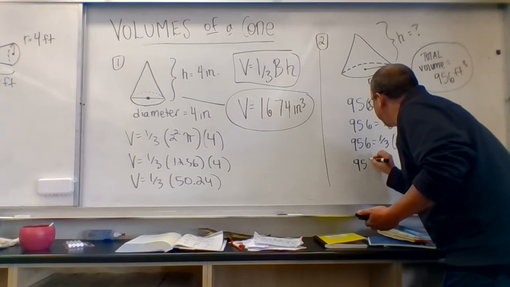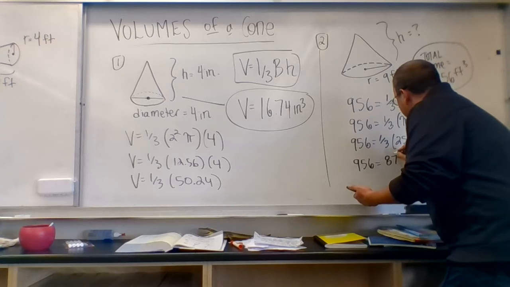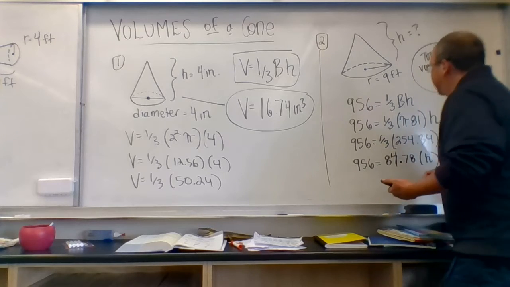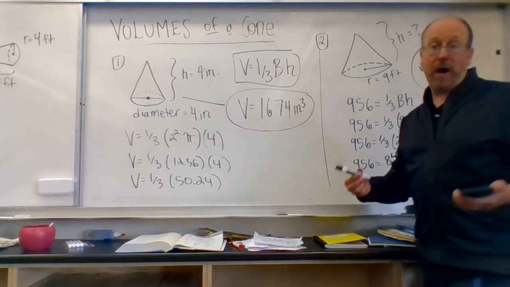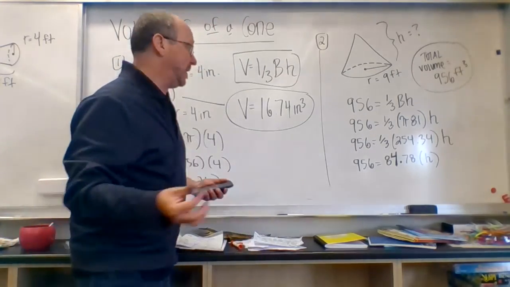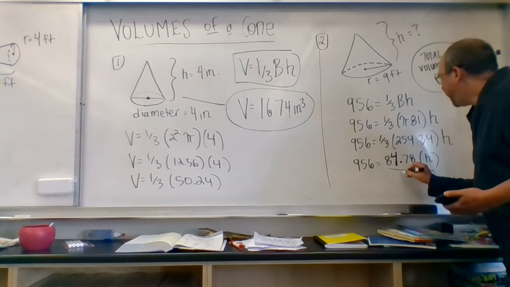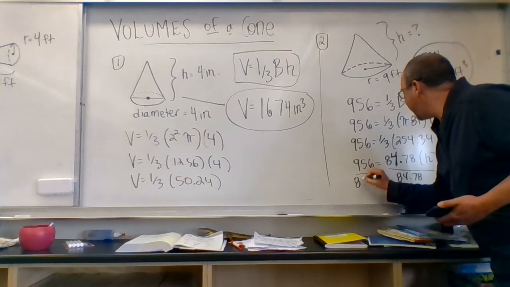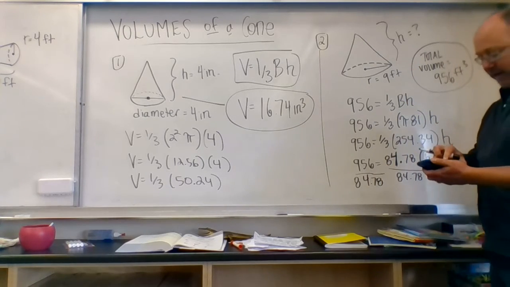Let's keep going. 956 is equal to 84 and 78 hundredths times height. And so now what's our last step? You should be thinking, okay, I want to know what height is. I don't know what it is. So I'm going to solve for the variable that is height. So to do that, I need to divide both sides by this 84.78. All right?